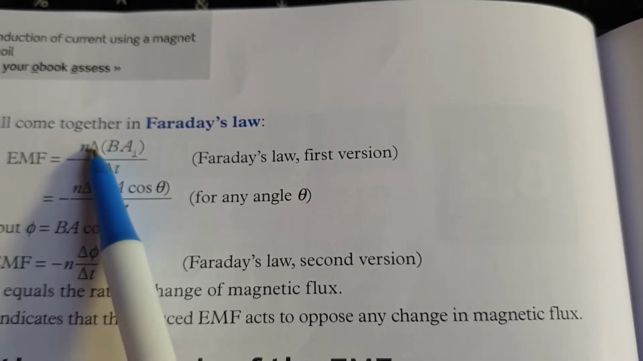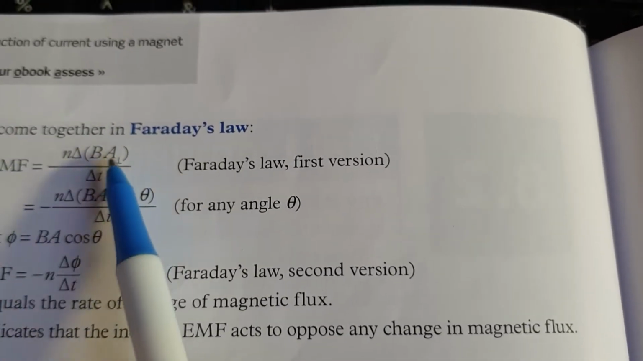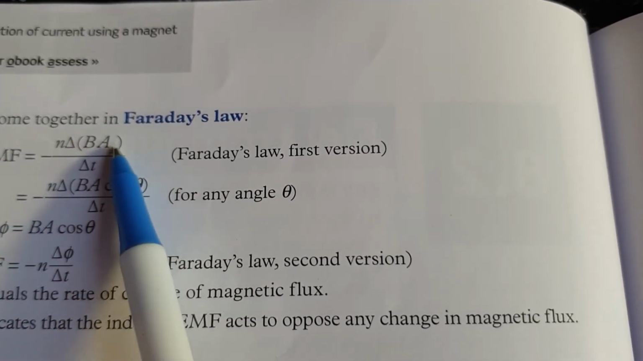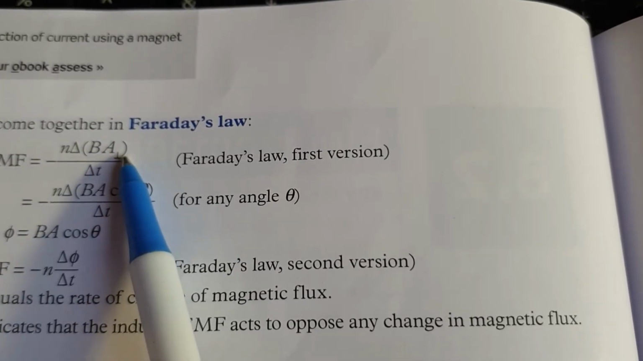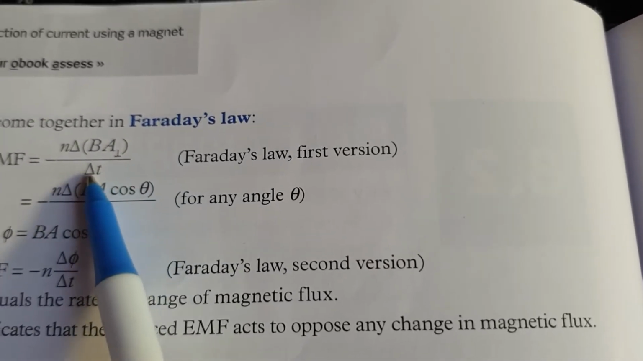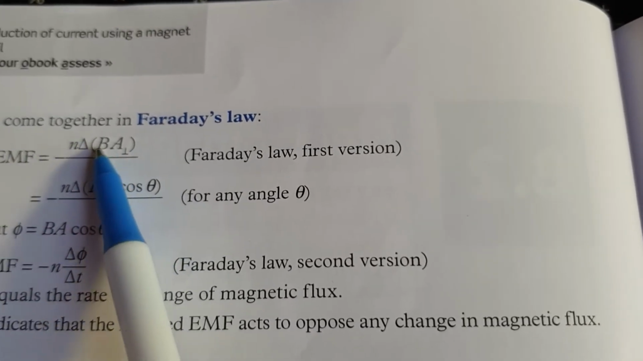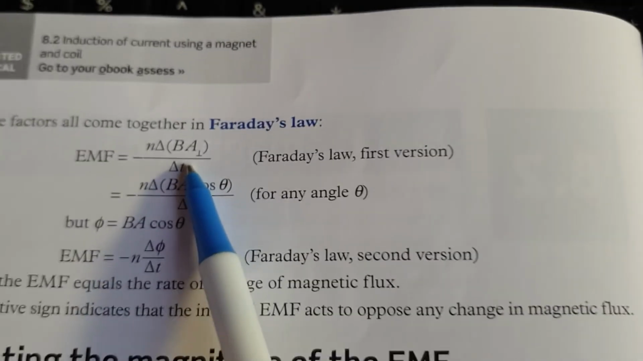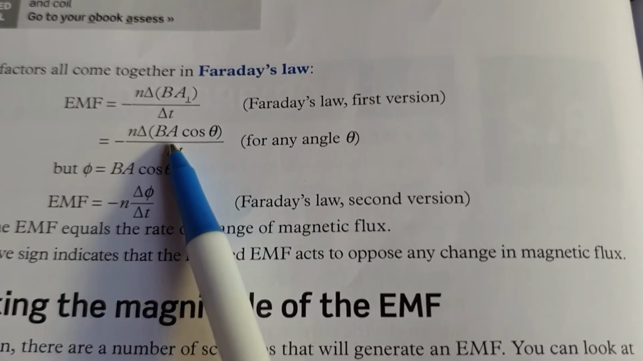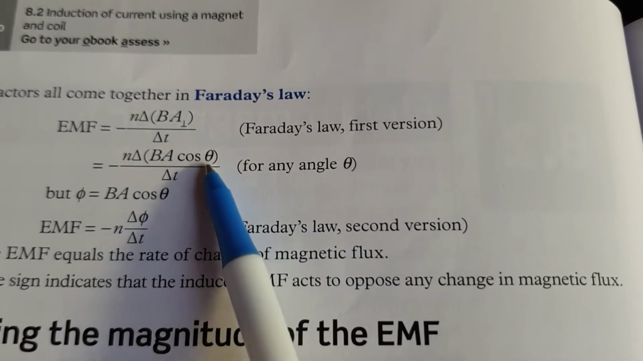Now, the triangle means change in, so it's not a separate variable. Change in the magnetic field times the area at right angles divided by the change in time. So this is what gives us that rate of change. So how quickly you're changing that magnetic field. And then a substitute in here, well, if it's at a different angle, we're going to have to use cos theta.